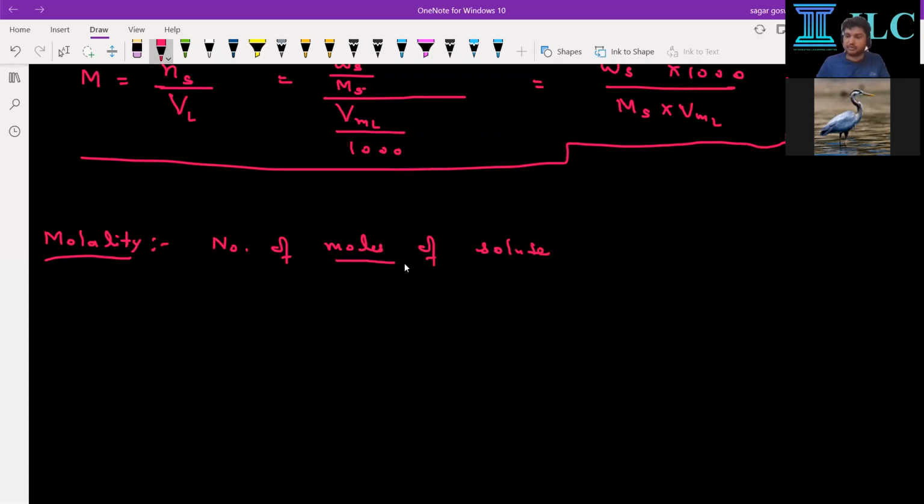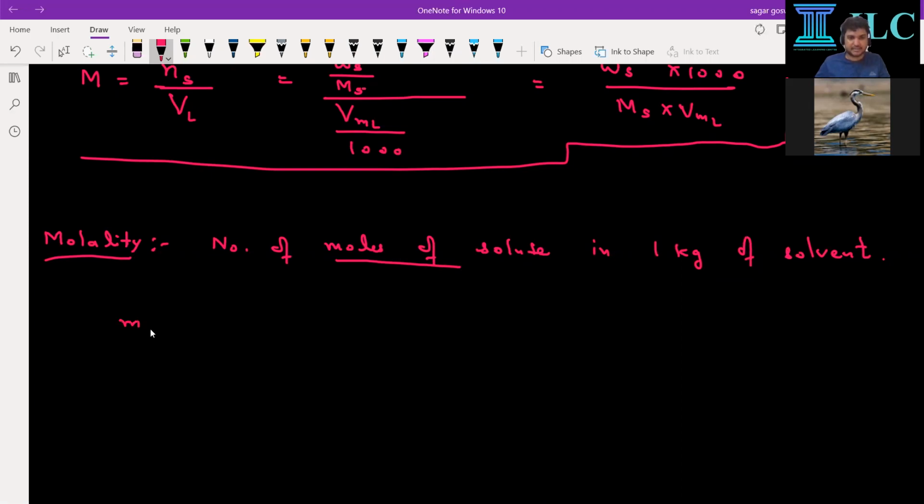Same thing, number of moles of solute. But it is present in kg of solvent, not the solution. In the solution, solute and solvent are there, but you have to take the solvent only in 1 kg. 1 kg is just the standard for the definition. If in the question they are giving you any random mass, then you have to take that. Okay, so molality is the number of moles of solute present in 1 kg of solvent.